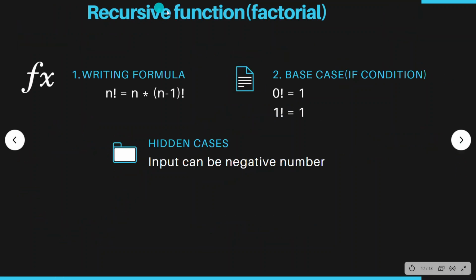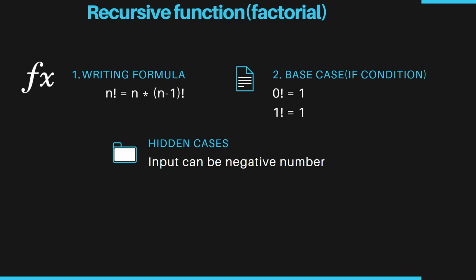So how to write a recursive function? Here we have taken the example of the factorial problem. The first step is writing the formula. The formula is n factorial is equal to n into (n minus 1) factorial. Basically, this is the formula for factorial.